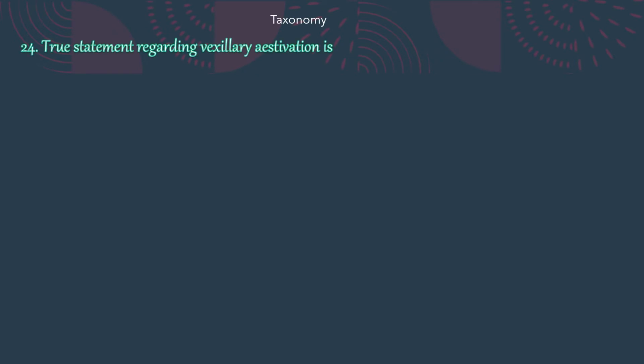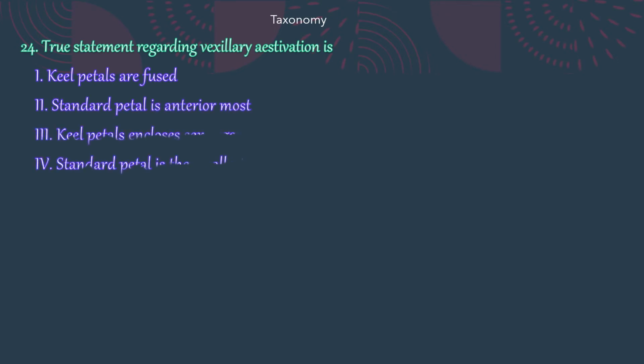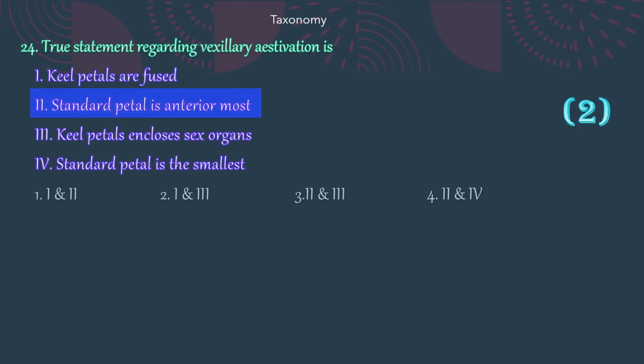True statement regarding vexillary aestivation is: keel petals are fused; standard petal is anterior most; keel petals enclose 6 organs; standard petal is the smallest. Now the options: option 1, 1 and 2; option 2, 1 and 3; option 3, 2 and 3; option 4, 2 and 4. The answer is 2, 1 and 3.